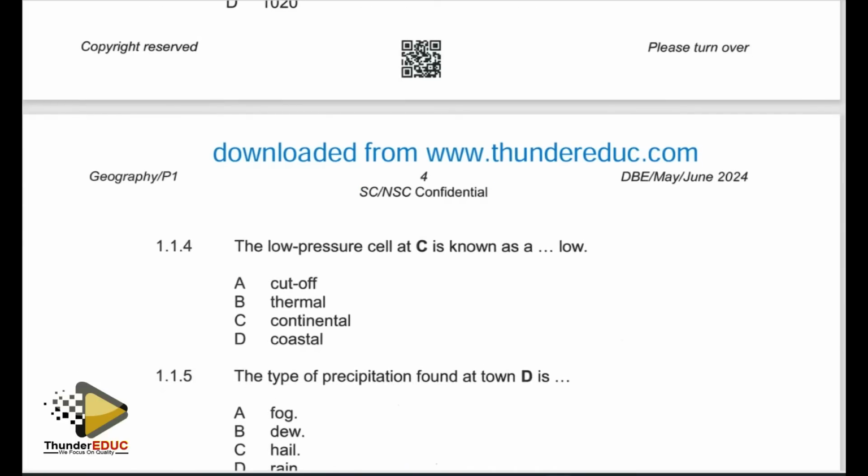If we check our responses here, there are no two responses which fall within the range of our expected responses. So the correct answer for that question is response number C, which is 1018 hectopascals. Then we move on to the next question, question number 1.14, which talks about the low pressure cell at sea. It's known as a dash low, right?